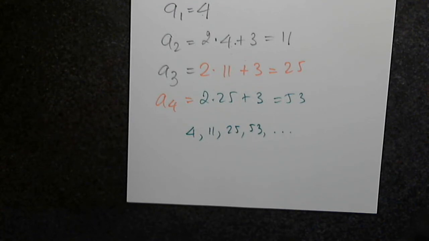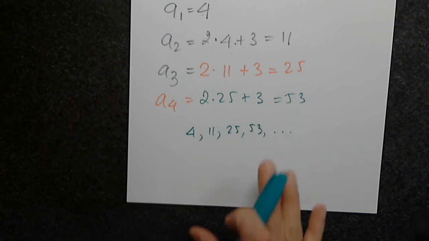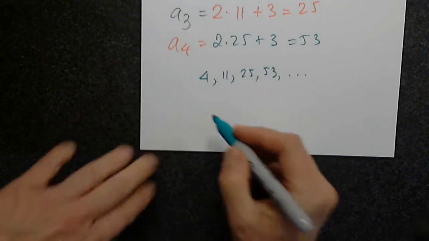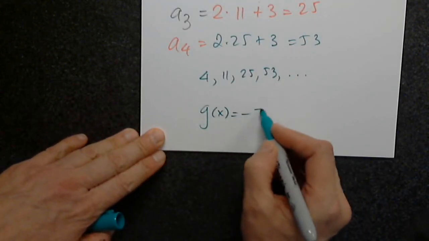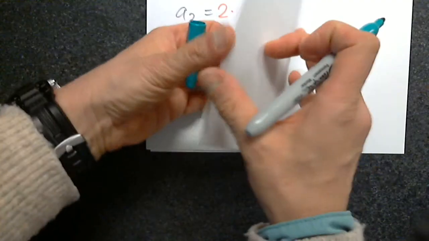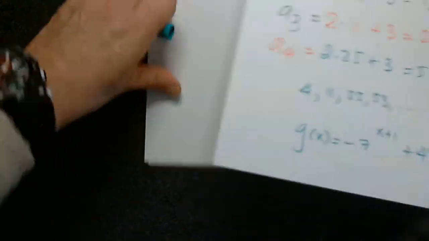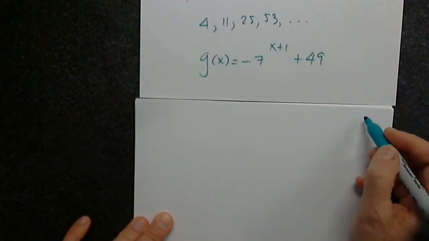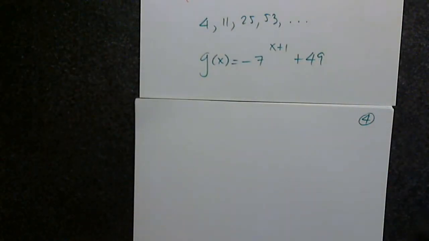Yes, let's go to number 1. In number 1, we have g of x equals negative 7 raised to x plus 1 plus 49. I copied this from my math lab. So I'm hoping you're going to be done by Monday. So we can put this behind us.